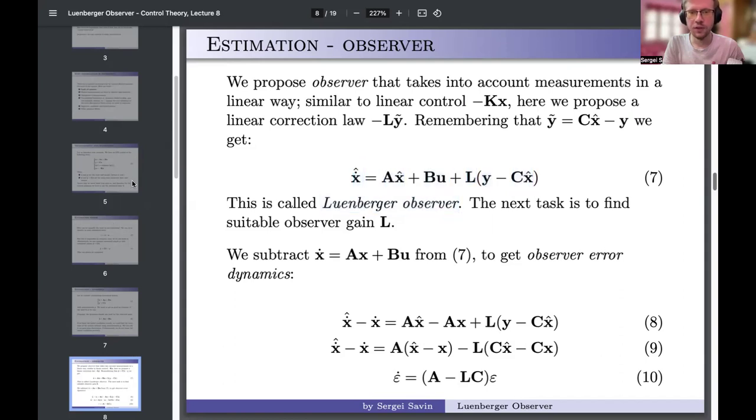The idea of a Luenberger observer is this. We take our original dynamics and we add to it a corrective term based entirely on the output. We compare the expected output with an actual output. That is the whole idea of the Luenberger observer. So original dynamics, but written in terms of estimates, plus corrective term. That's the Luenberger observer. Do we have questions about this so far? Okay.